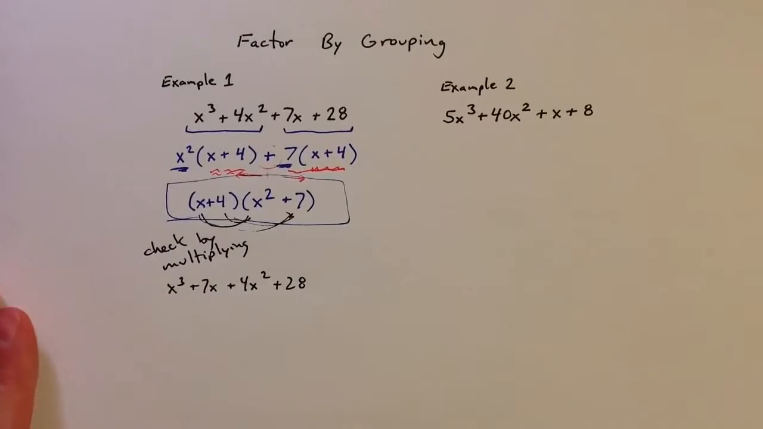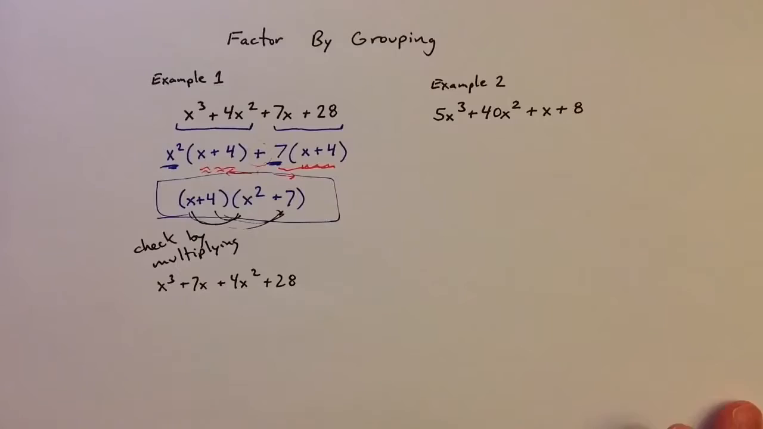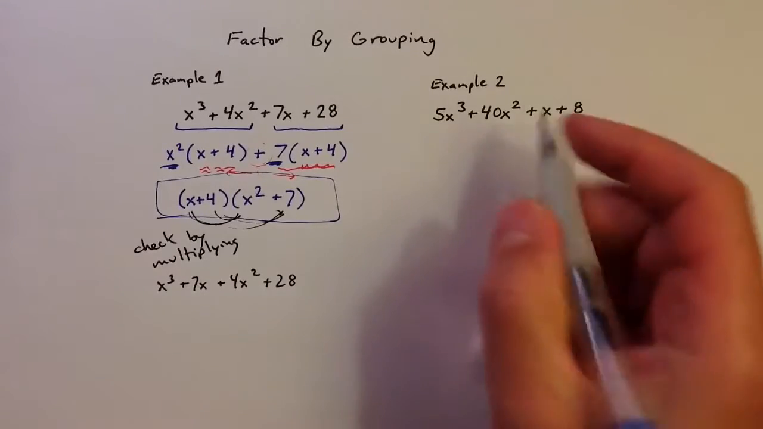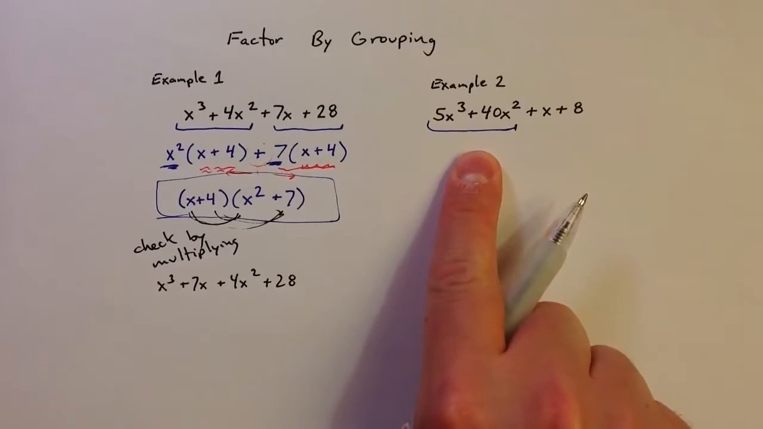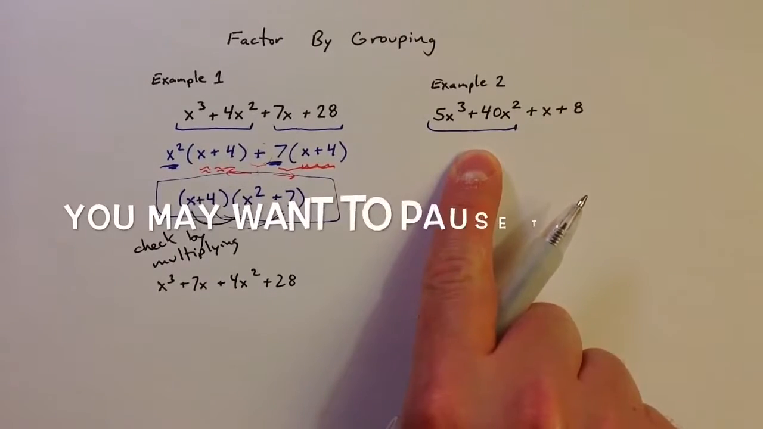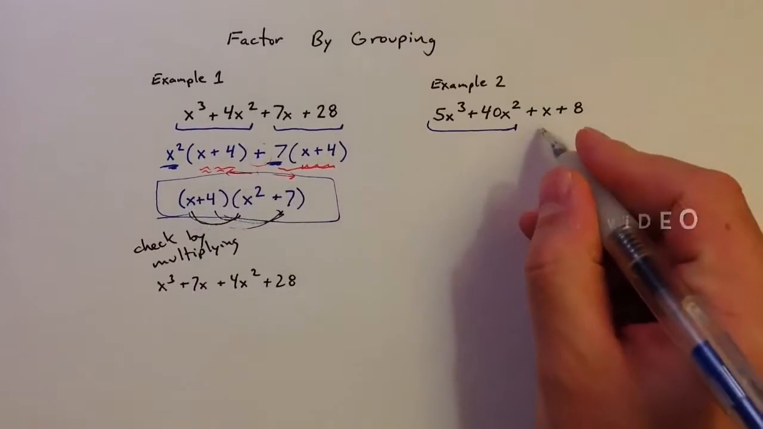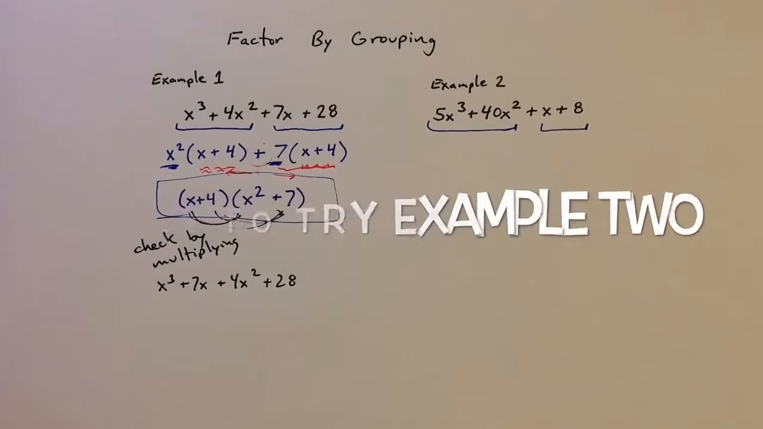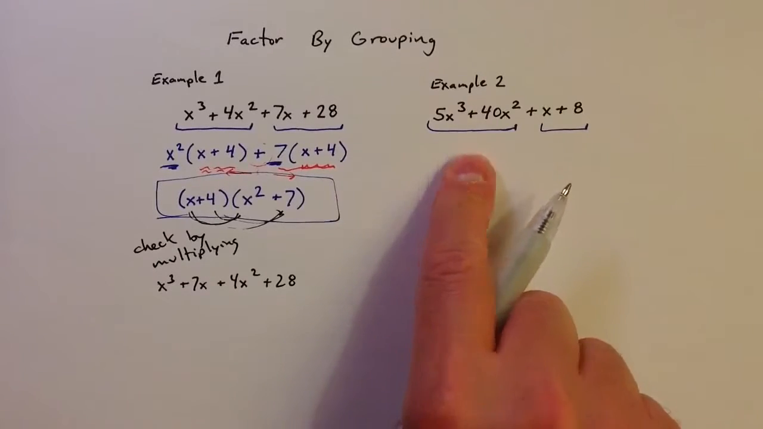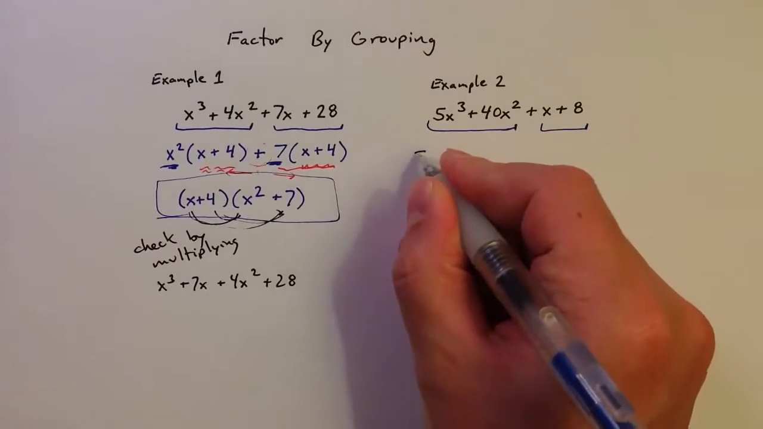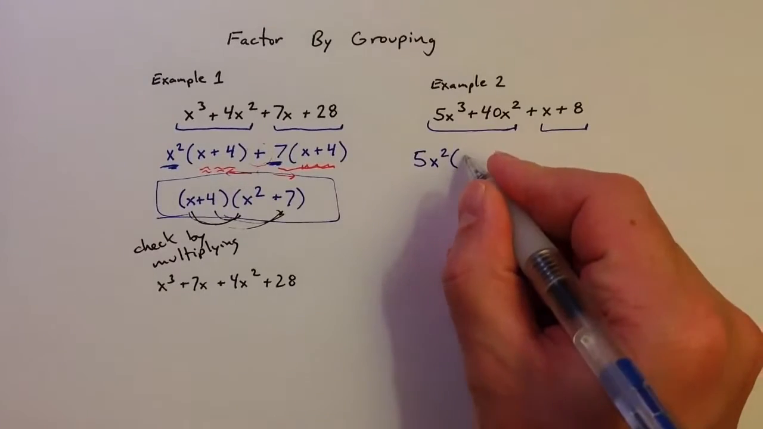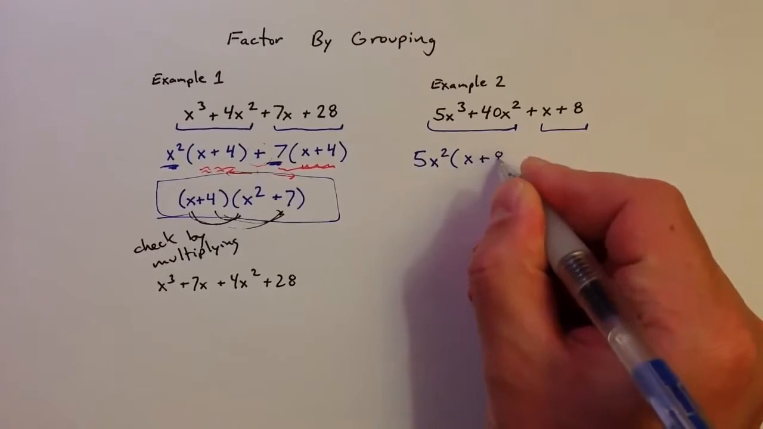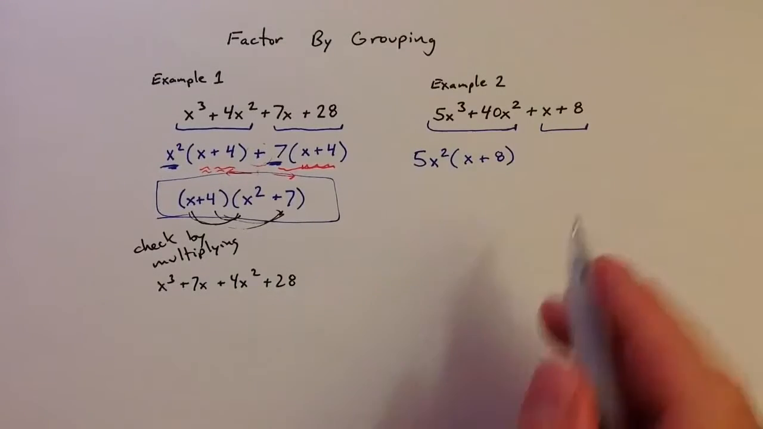Looking at a couple of other examples that show slightly different twists. In example 2, if I look at the first 2 terms, I would encourage you to pause the video for a moment and think about the common factors of the first 2 terms and the second 2 terms. The first 2 terms have a common number factor of 5 and also x squared, and what's left behind is x plus 8, since 5 times 8 is 40.